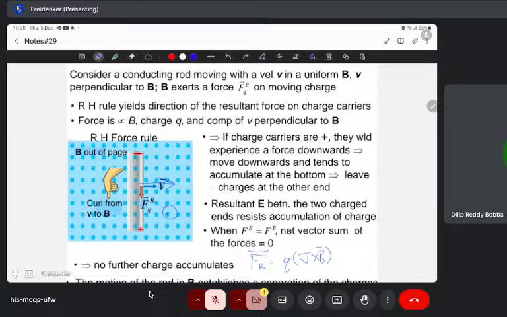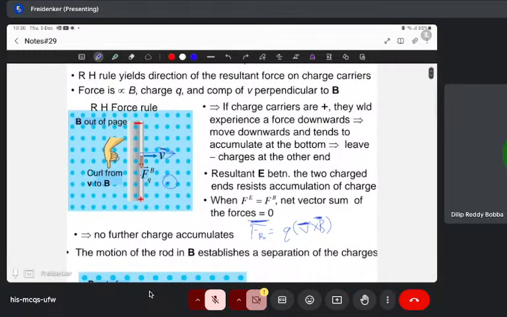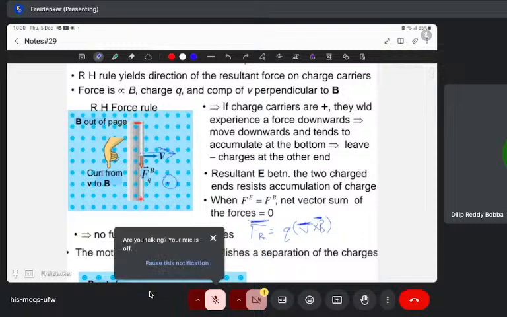Their directions exist because they're all vector quantities. That's why I'm writing this bar over them. Q has no direction because it's not a vector quantity. Charge is scalar. Fine. So equilibrium happens. No more charge will accumulate because equilibrium means nothing will move.